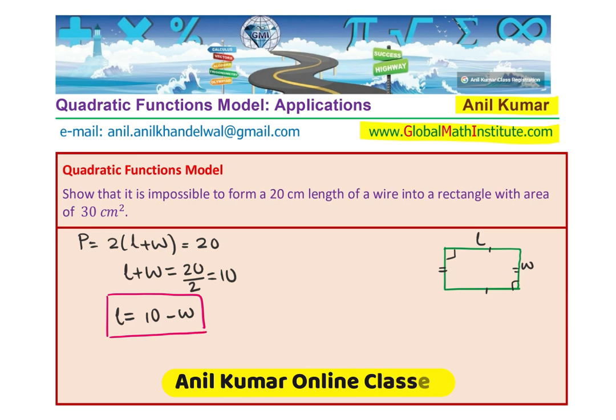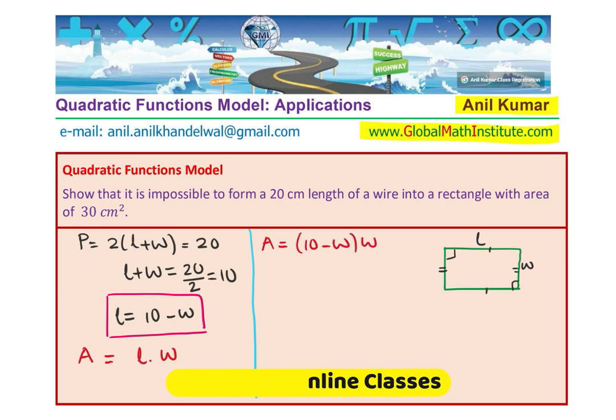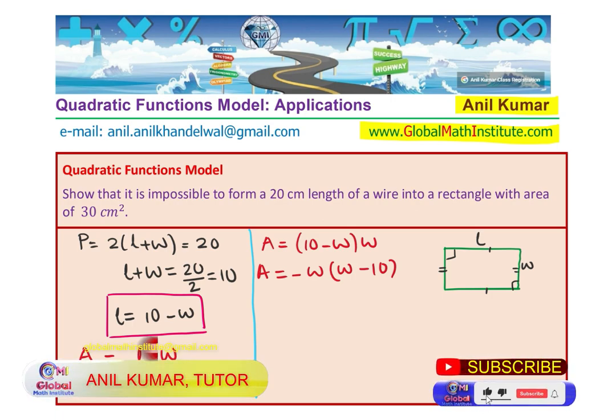We need to understand what is going to be the maximum area. For area, we can write area as length times width, right? Let's write length as 10 minus W and find the area. The area function will then be 10 minus W times W, correct? So in this case, we have a quadratic function in intercept form, which you can also rewrite as minus W times W minus 10. So that's a parabola which is going to be inverted like this, right?